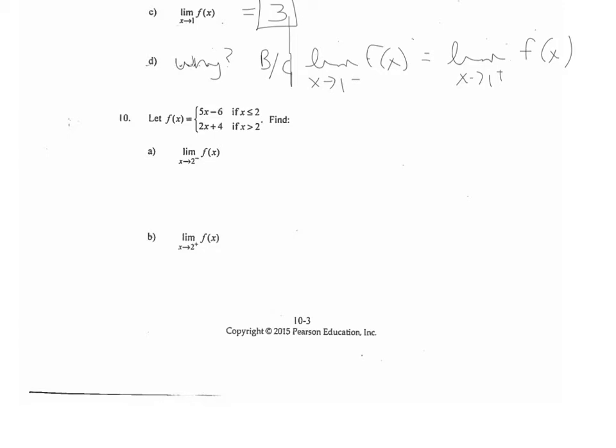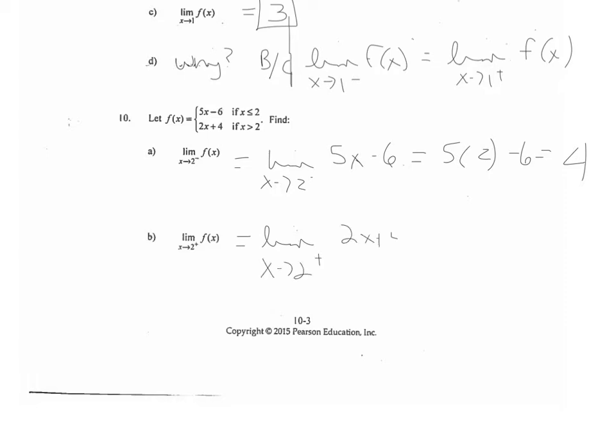On the first one, if I'm approaching 2 from the left, did that mean you plugged into the top or from the bottom? Into the top function. So we plugged into 5x minus 6, and that meant you had 5 times 2 minus 6, which was how much? 4. On the next one, because you were approaching 2 from the right, you plugged into the bottom function, which gave you what? 8 as a value.